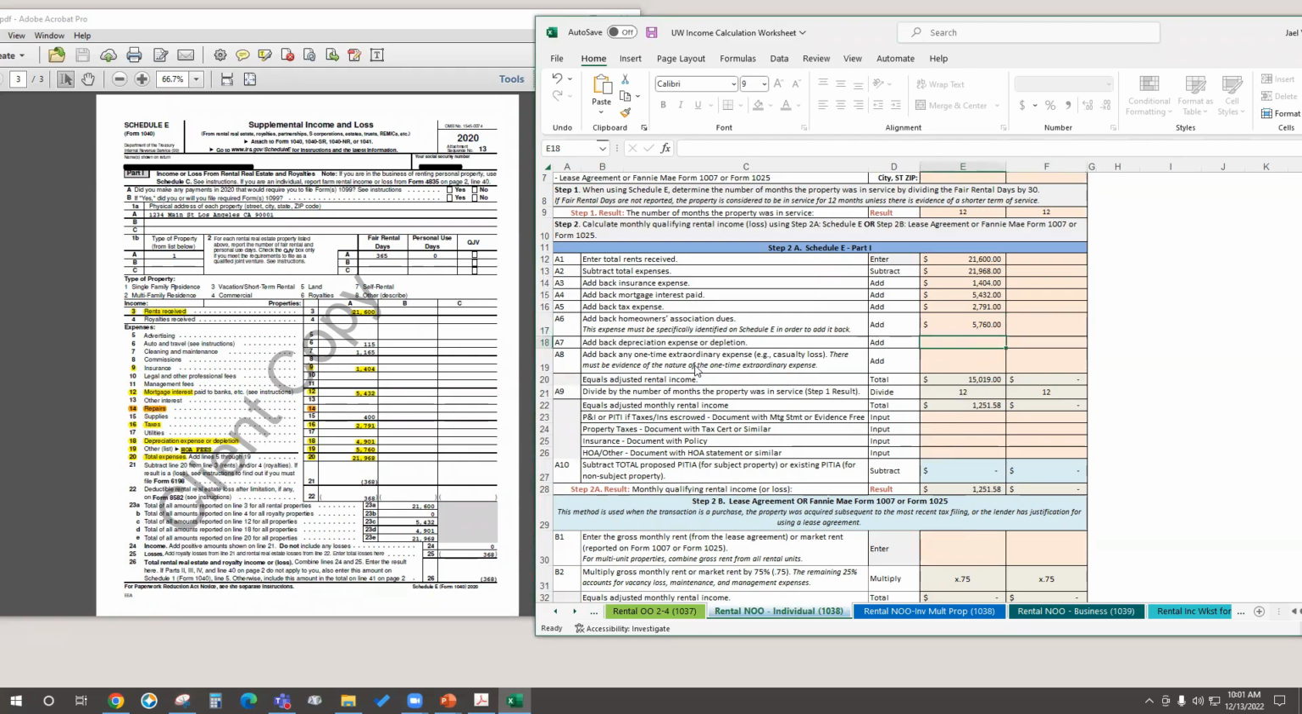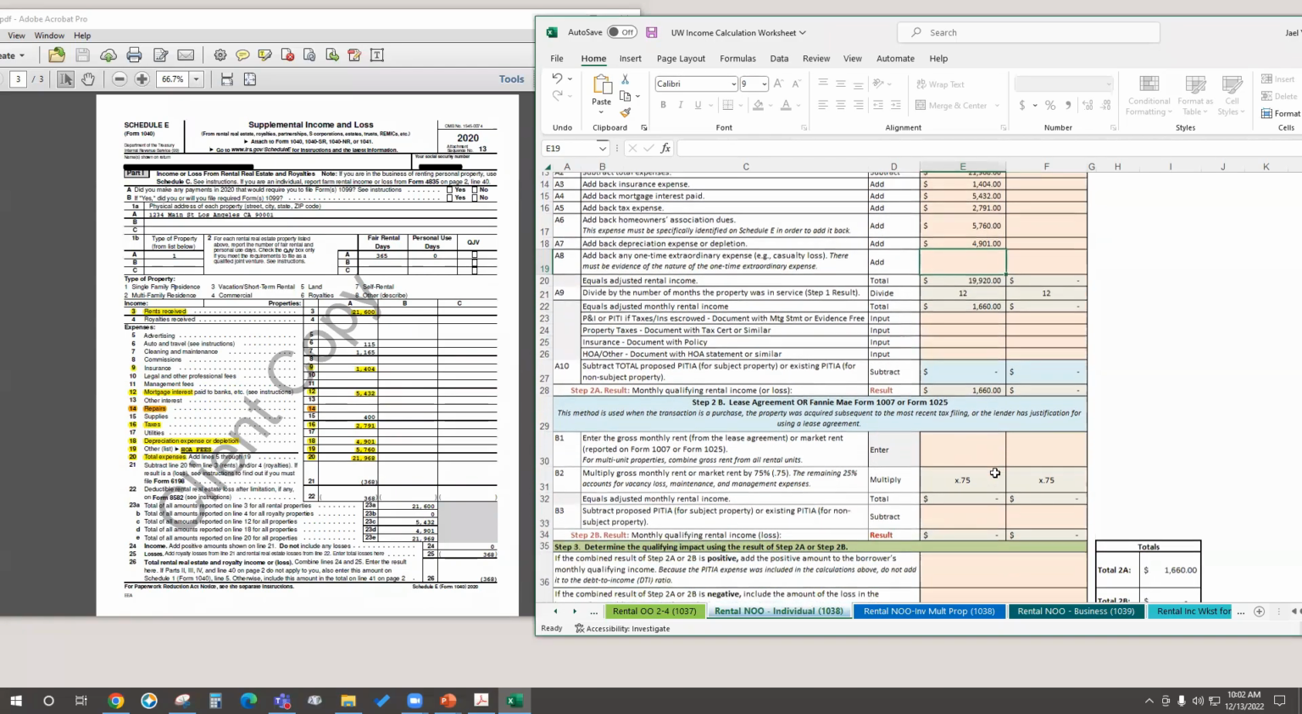So now we're going to go ahead and give them depreciation and depletion, which is your line item 18, and that's $4,901. And again, here is where your one-time extraordinary fee expense would be. So this is a casualty loss. It is saying there must be evidence of the nature of the one-time extraordinary fee. The evidence can be receipts, paid invoices, anything like that that shows they actually have the evidence of that. So you can place that there.